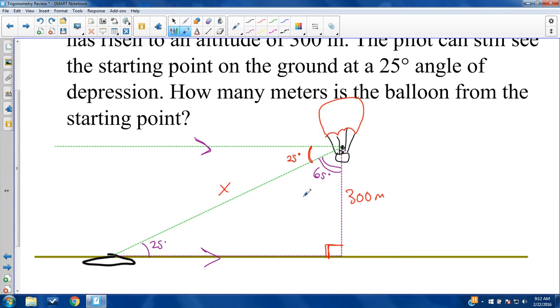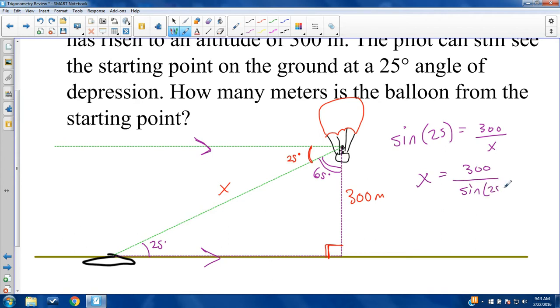Excuse me, I have hiccups, so I might start hiccuping a lot. Here's 25. Here's the opposite of 25, which is 300. Here's the hypotenuse, which we need to find. So we will be using sine, opposite and hypotenuse. Sine of 25 equals 300 over x. We have to find out how many meters he is from the starting point. Solve for x by swapping x and sine of 25.